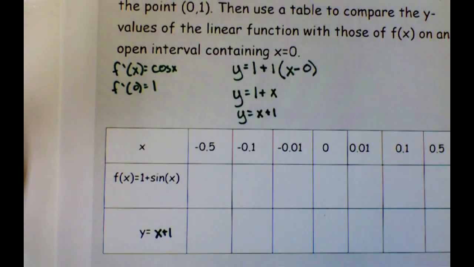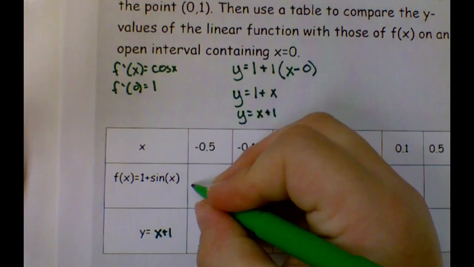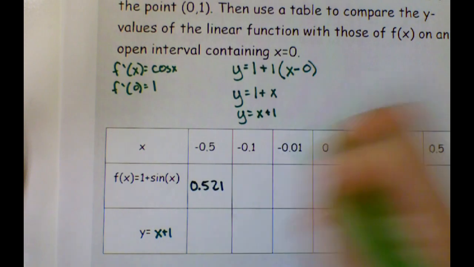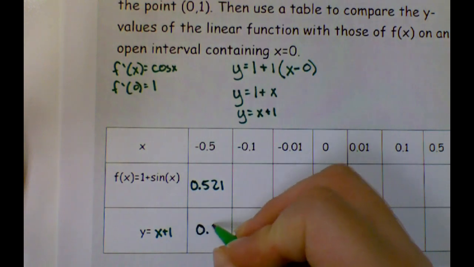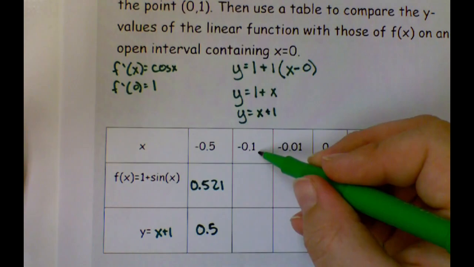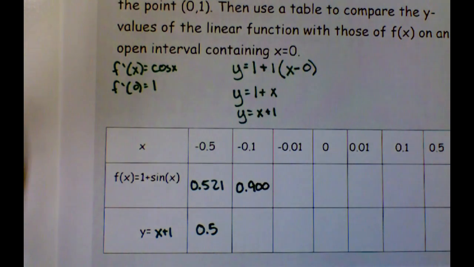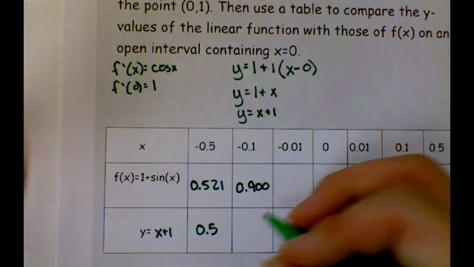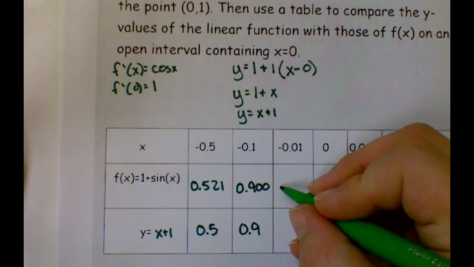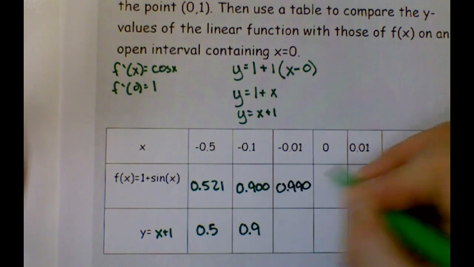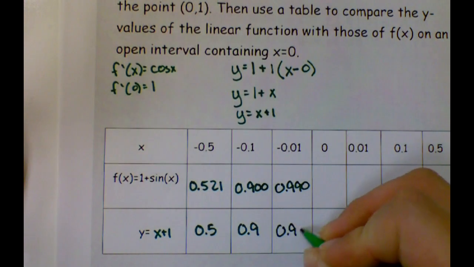Now we're going to plug in some numbers and see how close we were. Into my original function, if I plug in negative 0.5, I get 0.521. If I plug in negative 0.5 into my tangent line approximation, I get 0.5. If I plug in negative 0.1 to my actual function, I get 0.900. If I plug that into my tangent line approximation, I get 0.9. If I plug in negative 0.01 to my actual function, I'll get 0.990. Obviously, there were more numbers after that. If I plug it into my approximation, I get 0.99.